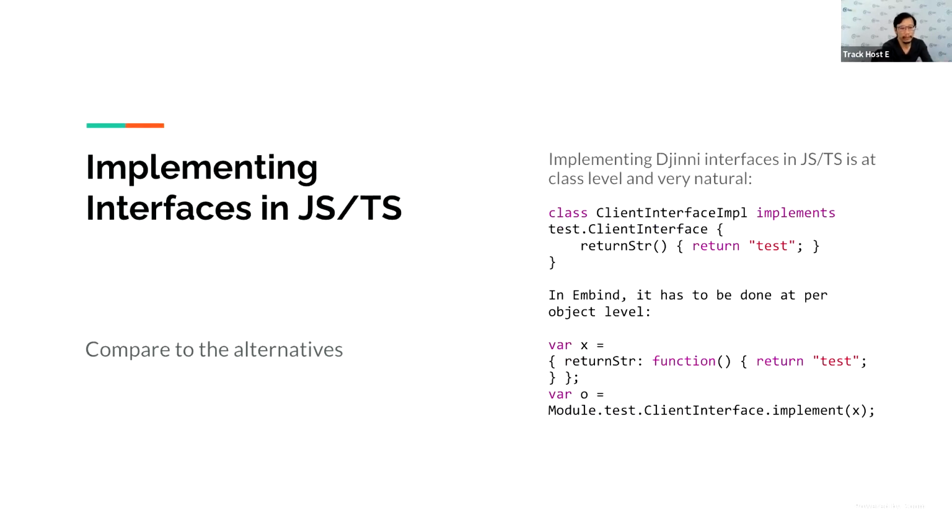And in embind, if you want to implement an interface in JavaScript, you will have to define an object and call a function to implement that. That feels a bit awkward. It's not as natural as just doing it at the type level.